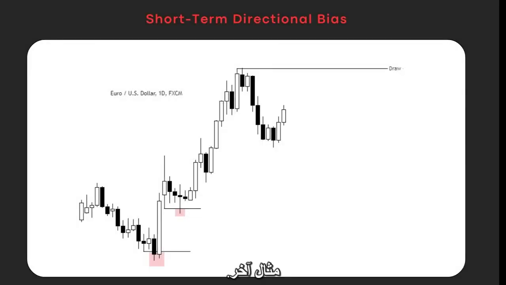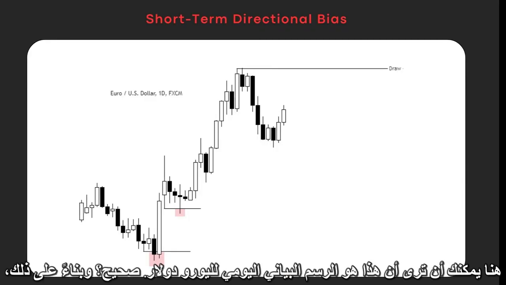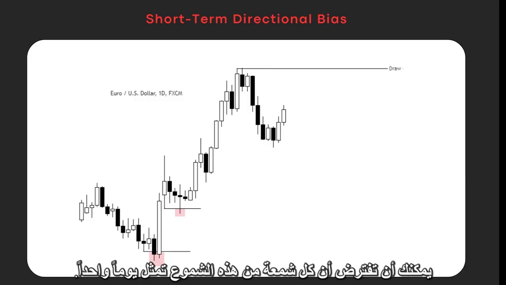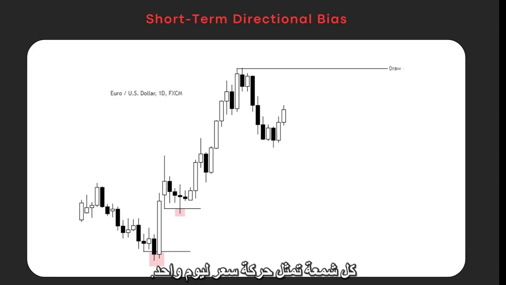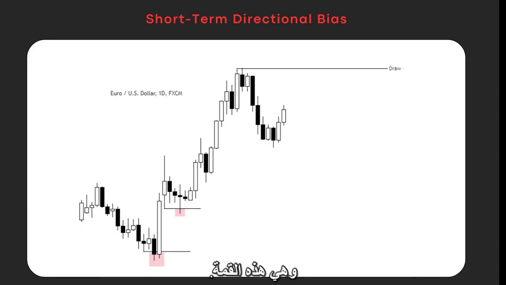Here is another example right here, and with this we're going to explain short-term drawn liquidity even more. So right here you can see that this is the EURUSD daily chart, right? And based off of that, you can probably assume that each one of these candles represents 1 day, right? Each candle represents 1 day worth of price action, and I'm sure we're all aware of it. Now based on this price action, you can see that the order flow is bullish and our long-term drawn liquidity is higher, which is this high.